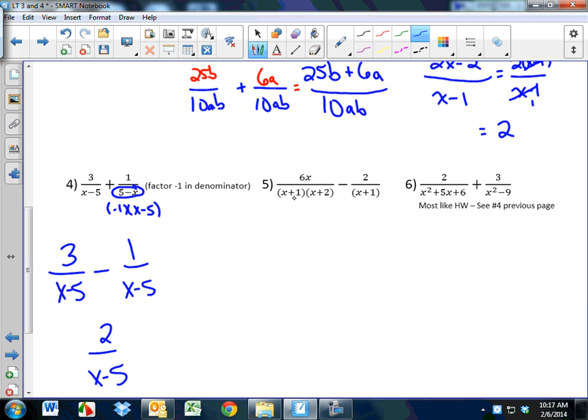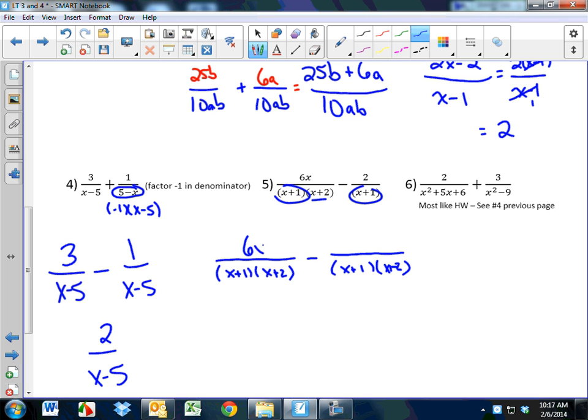Number 5, what's the common denominator between x plus 1 times x plus 2 and x plus 1? Well, they share an x plus 1, so you need to use the x plus 1 and the leftover x plus 2, which means the common denominator is x plus 1 times x plus 2. All right, now that I've got that, the first fraction already had that denominator, so we don't need to change it at all. But the second fraction only had the x plus 1 factor, so it needs the x plus 2, so we will multiply the top by x plus 2 and the bottom by x plus 2.